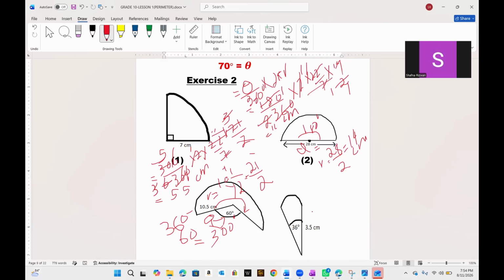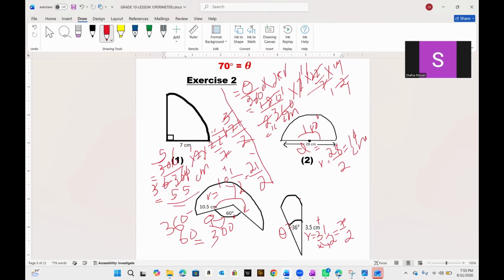Now the last one. Again, how much is your theta? This is correct, 36 degrees. Radius 3.5, but let's do it in fraction. 3.5 will become 3 and a half. 3 and a half means 3 twos are 6 plus 1 is 7, then 7 over 2. Now again, arc length equals theta over 360.